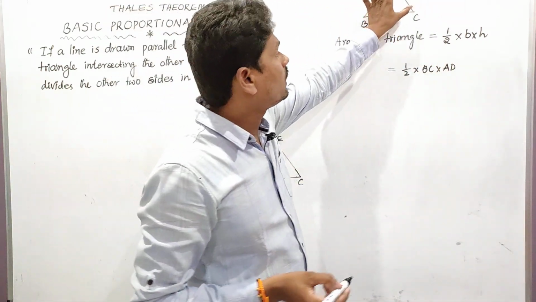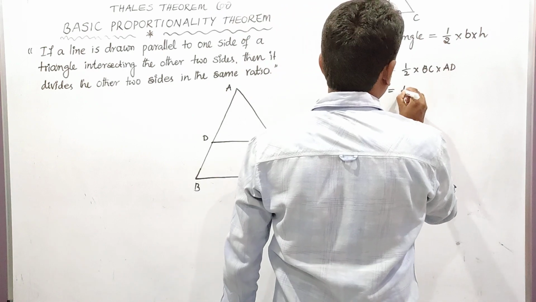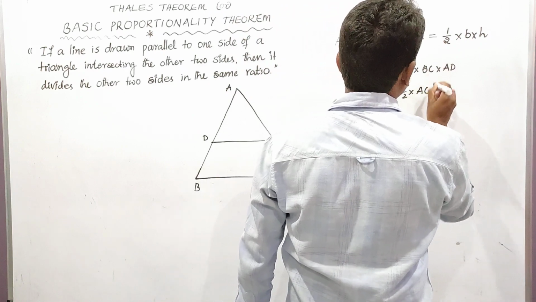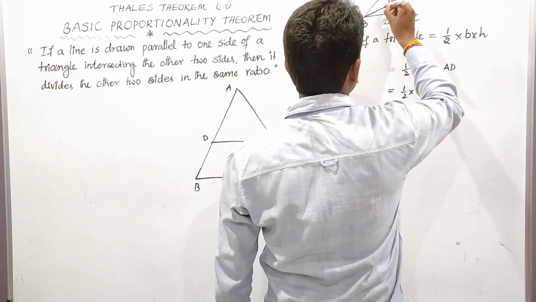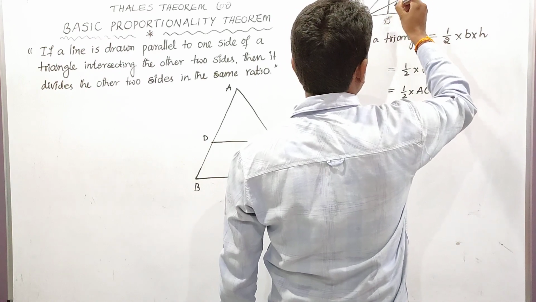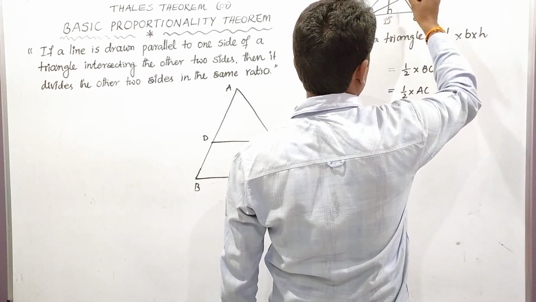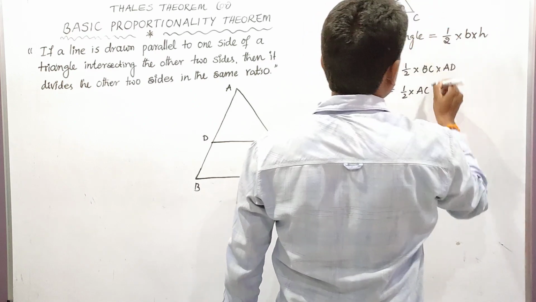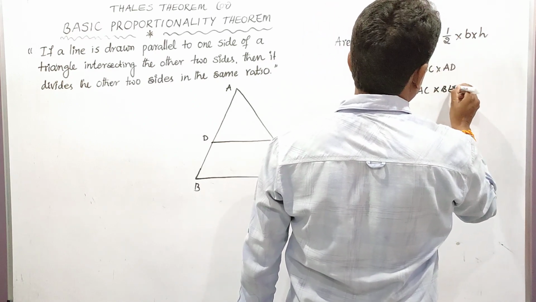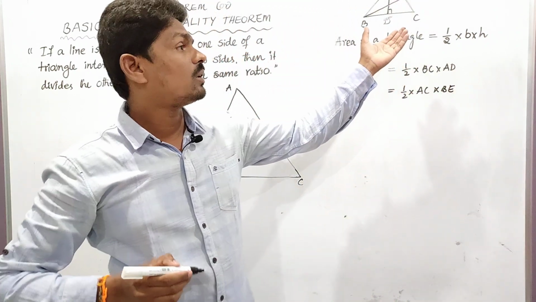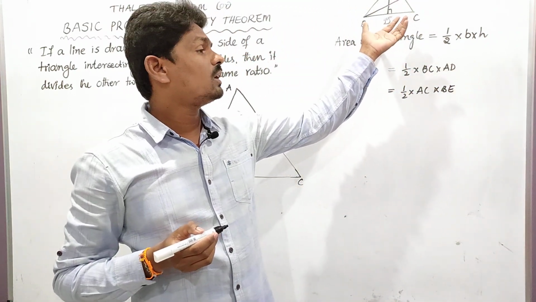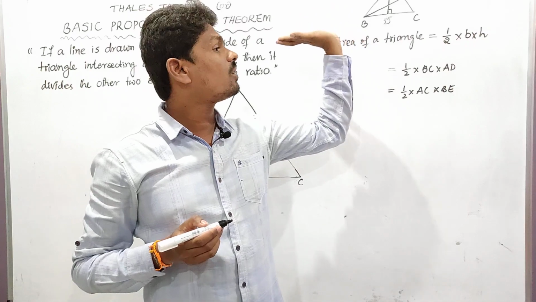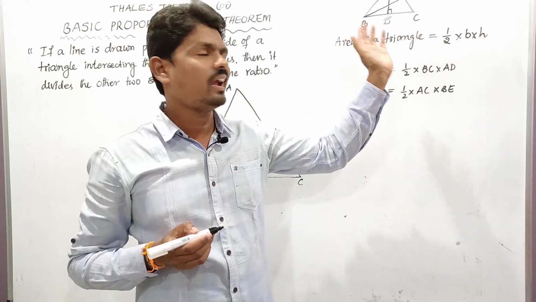Suppose if I want to take AC as base, then the perpendicular distance onto AC becomes height, student. So this is the perpendicular distance. Here let it be E. So now BE becomes height, student. That you have to remember. Whichever side we take as base, the perpendicular onto that side we have to take as height.